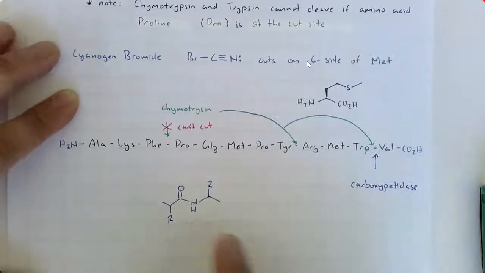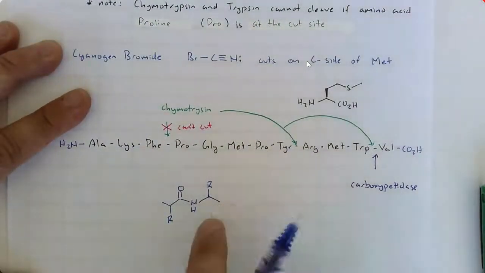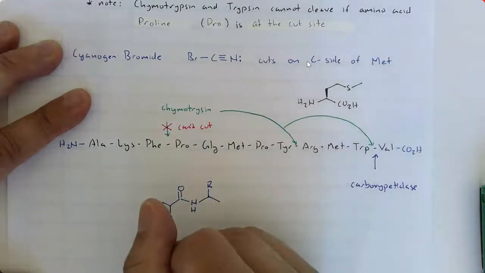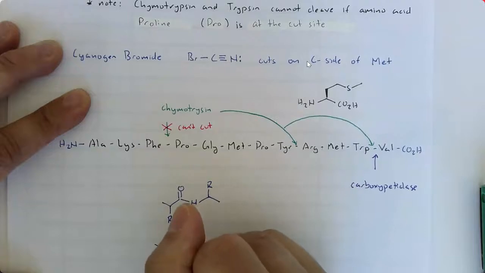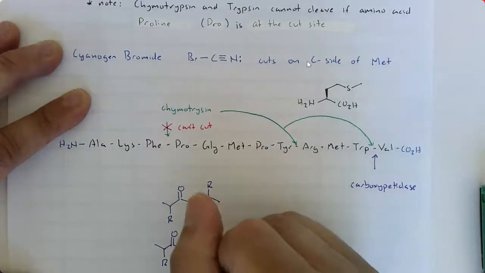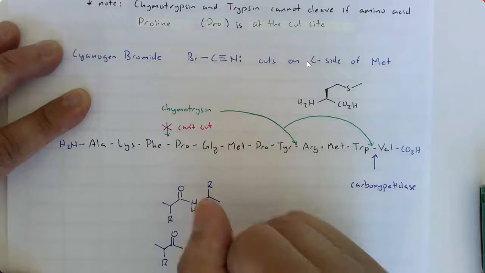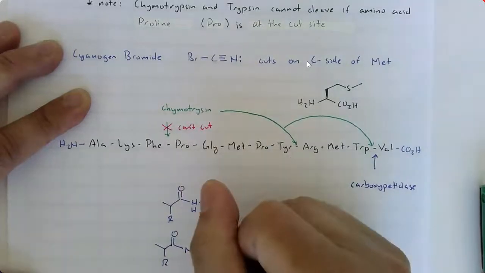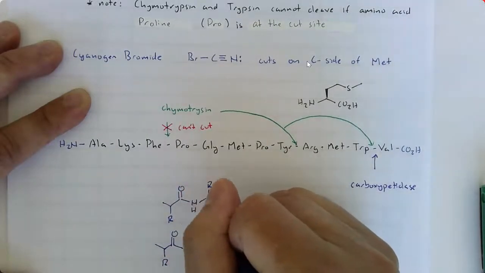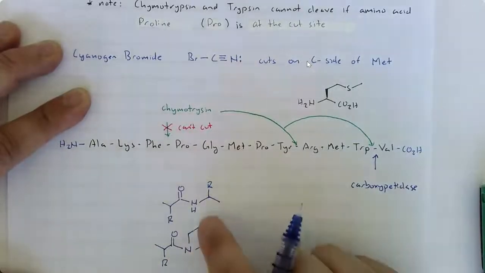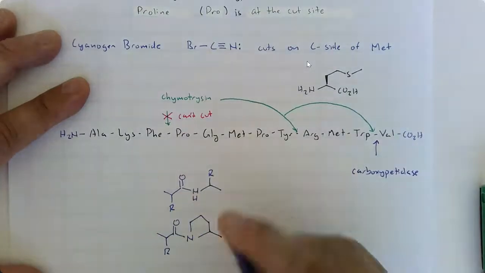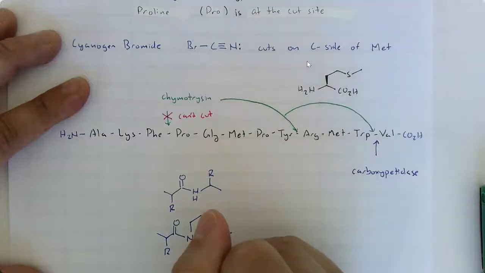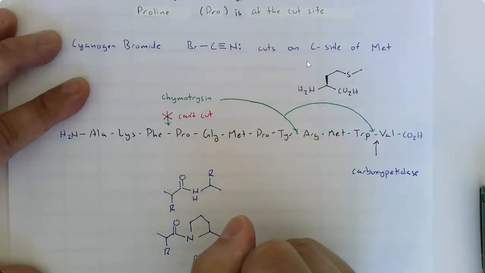Okay, but proline's weird because its amide nitrogen is actually part of the R group. So you have N, and your R group is actually tied to that nitrogen. So you can imagine the different geometries you can have between amide bonds that look like this and an amide bond that looks like that. This is the proline. So here's your carboxyl for proline. Okay.